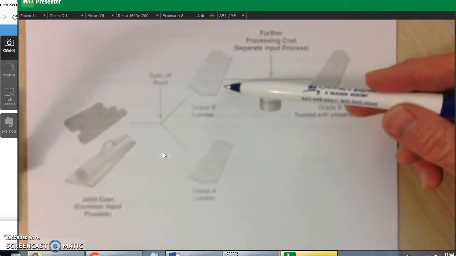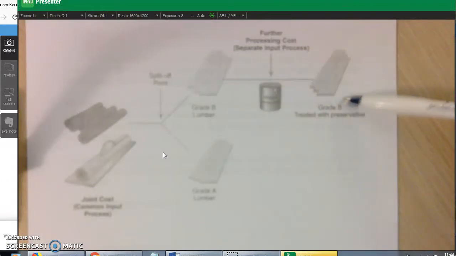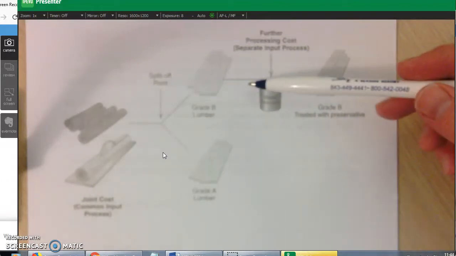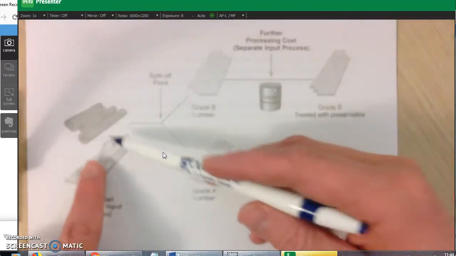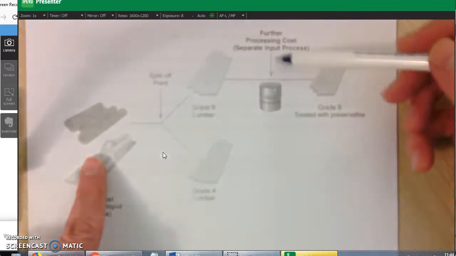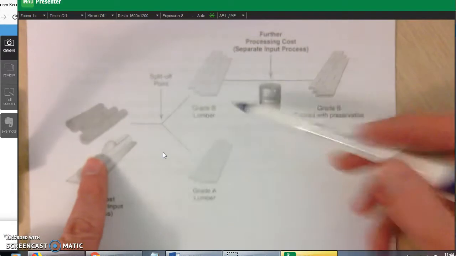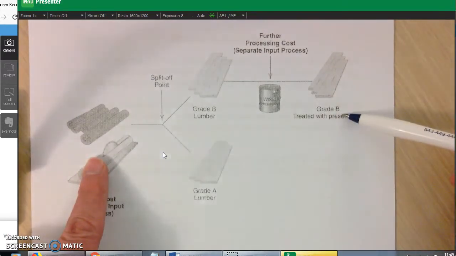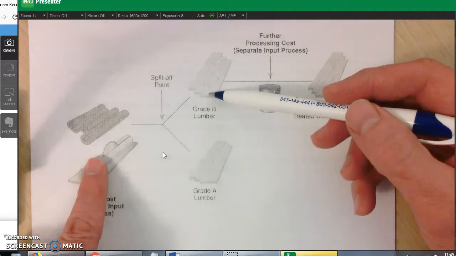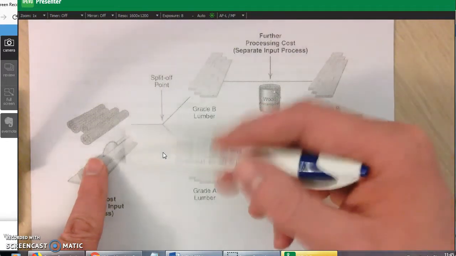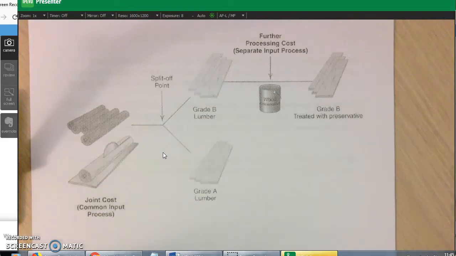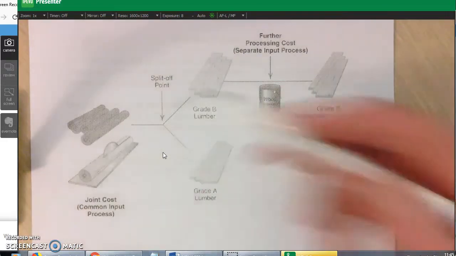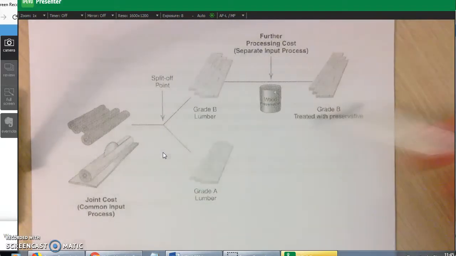Where do we want to process grade B into grade B treated with preservatives, or just sell it as grade B? These initial costs are not relevant to this decision, because regardless of whether we process grade B into grade B with preservatives or sell it just as grade B, we've still incurred these costs to buy the initial raw materials. So the cost of the initial raw materials doesn't matter because we incurred them regardless of what we do over here.